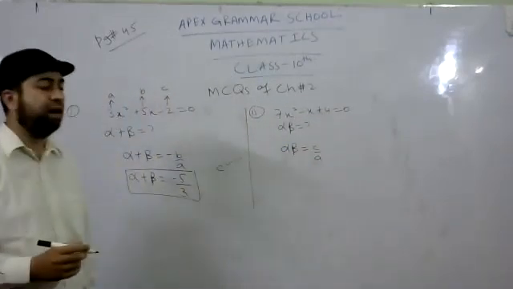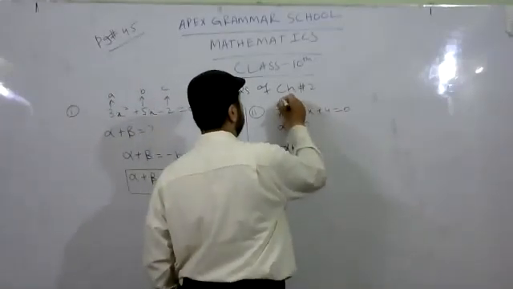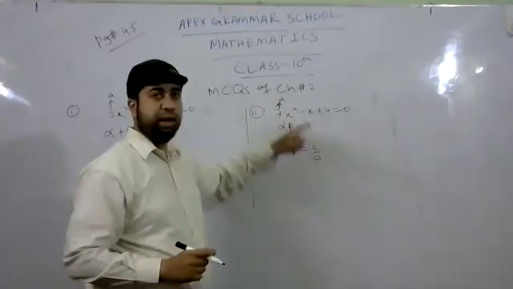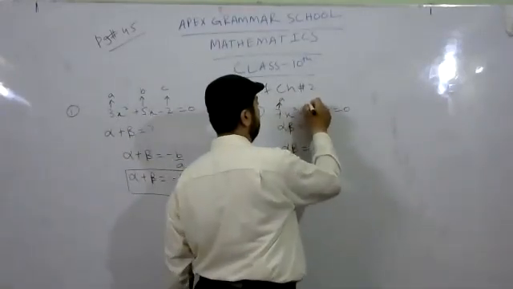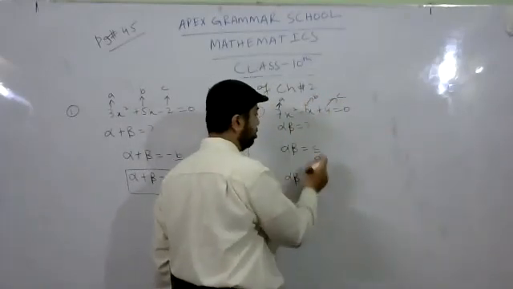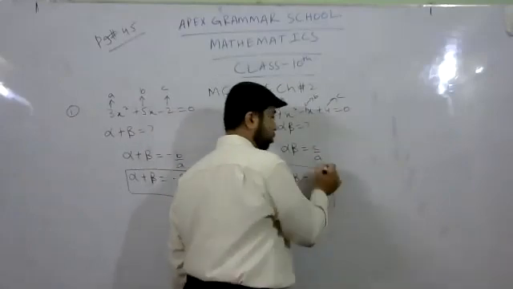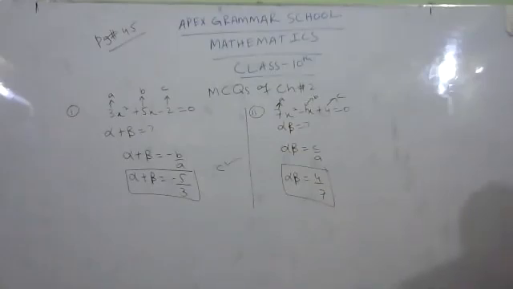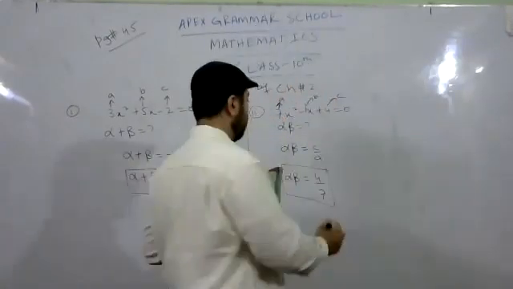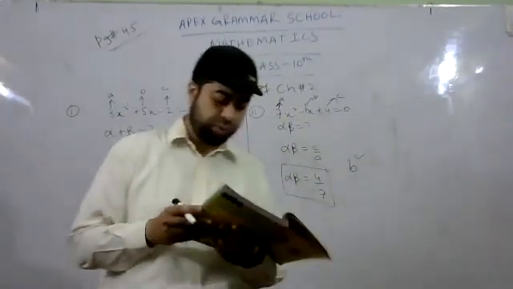So we need to find the values of a, b and c. The value of a is 7, the value of b, the x coefficient, is negative 1, and the value of c is 4. So put these values: the value of c is 4, the value of a is 7. So this is the right option. It must be option number 3. So we need to take option number 3.